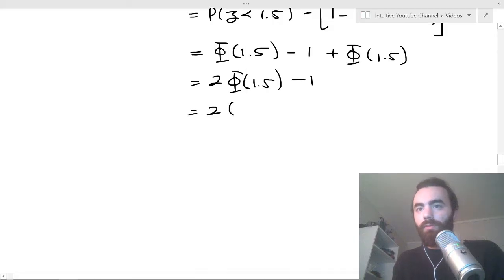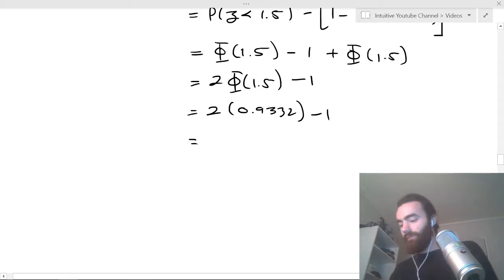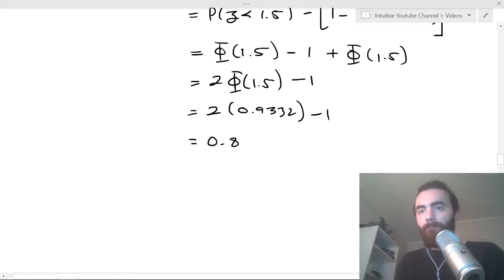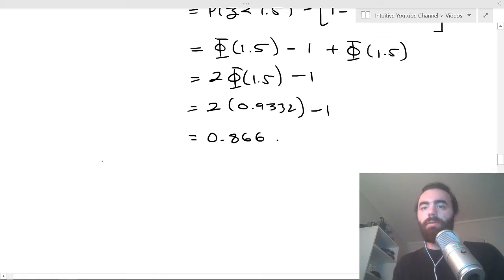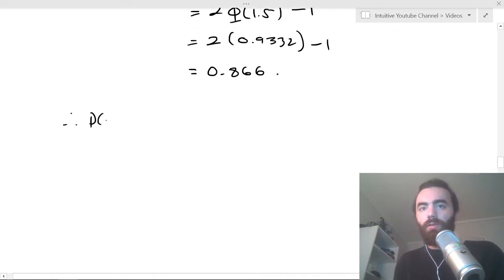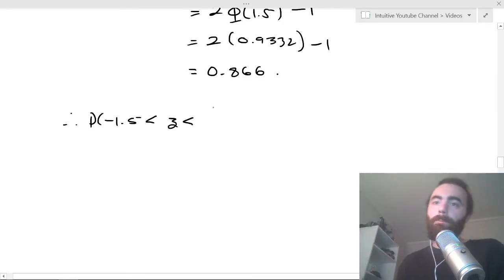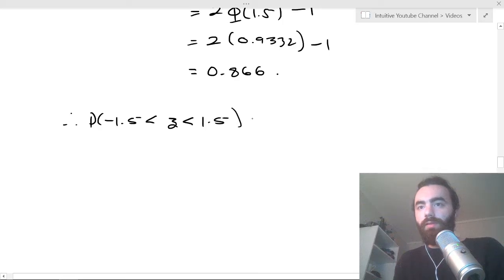So this equals 2 times 0.9332 minus 1. What does that equal? 0.9332 times 2 minus 1 is 0.866. So therefore the probability that it's within 1 standard deviation of the mean, which is equivalent to saying this, is 0.866.